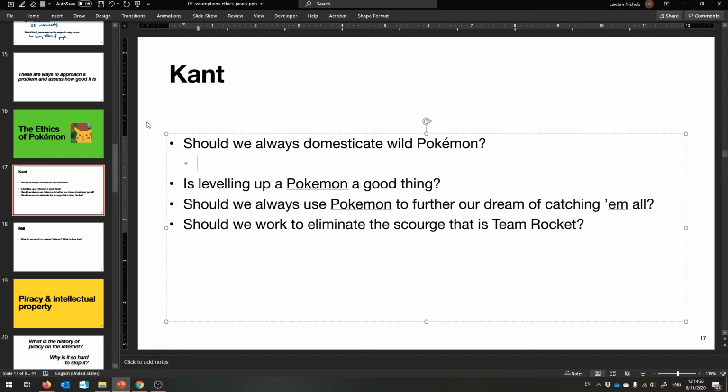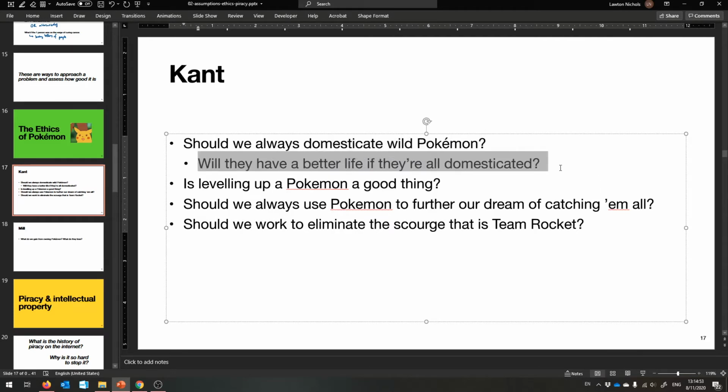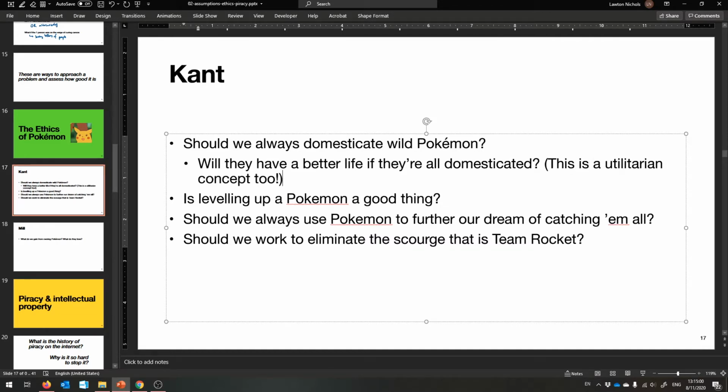Okay, is that a good idea? Will they have a better life if they're all domesticated? And so notice that I just combined Kantianism, the first question, with a utilitarian question in the second bullet. So you can do this kind of combination, and it's totally allowed. So will they have a better life if they're all domesticated, all these Pokemon? And the answer is, well, maybe. I don't know.